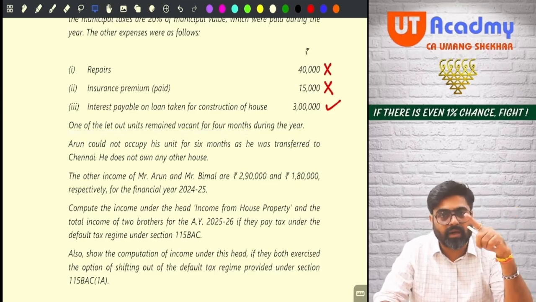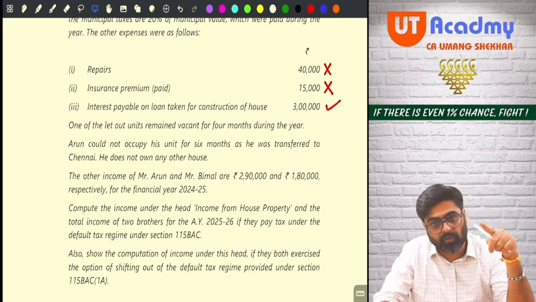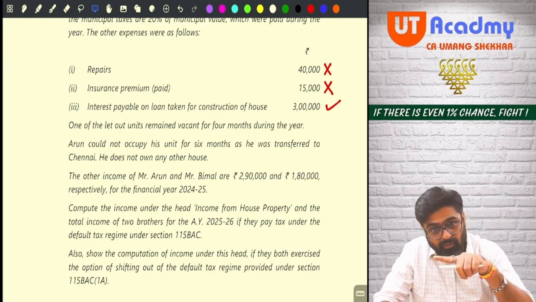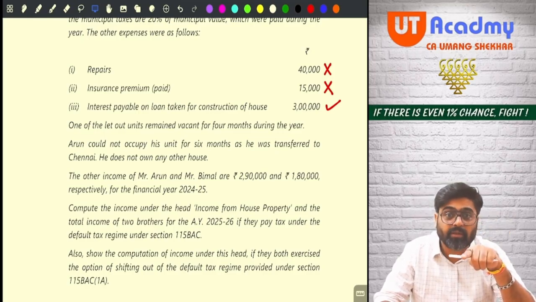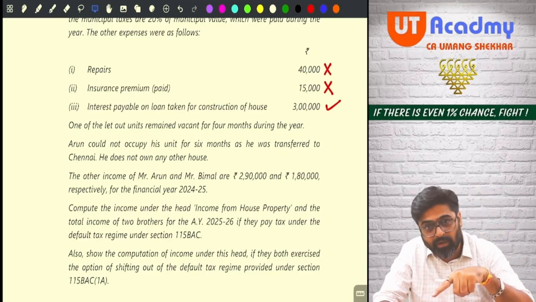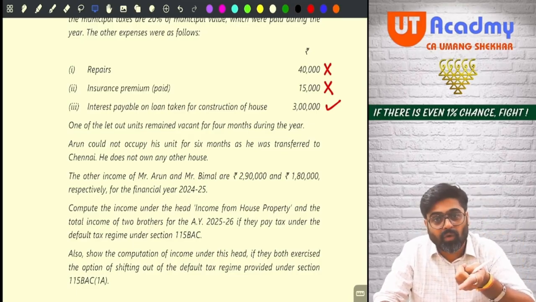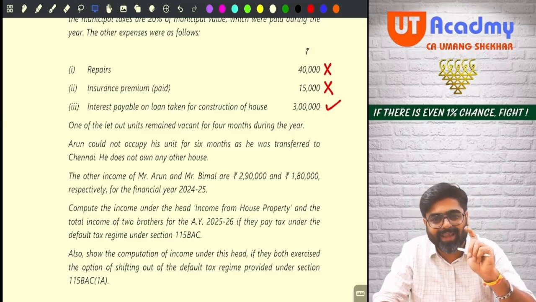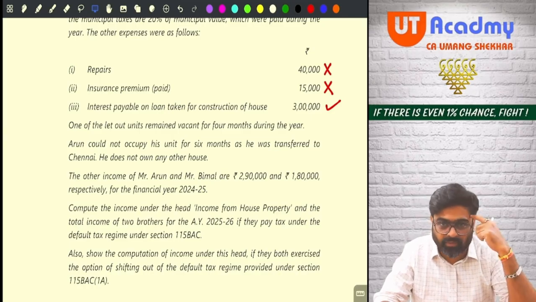All the 6 units are let out for a monthly rent of 12,000. All the units are let out for 12 months except for this 1 unit which was vacant for 4 months. So for 5 units, 12,000 rent per month you will get for 12 months. But for 1 unit, you will get 12,000 rent only for 8 months because there was what? Vacancy of 4 months. So when you calculate your actual rent, you are supposed to keep this in mind.